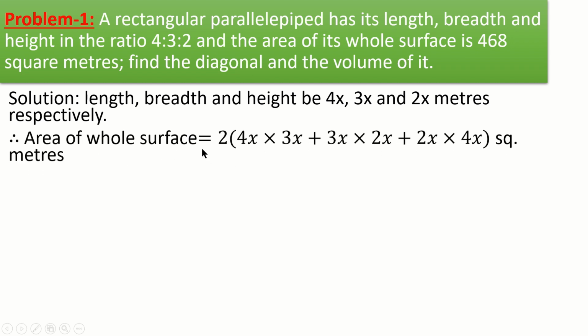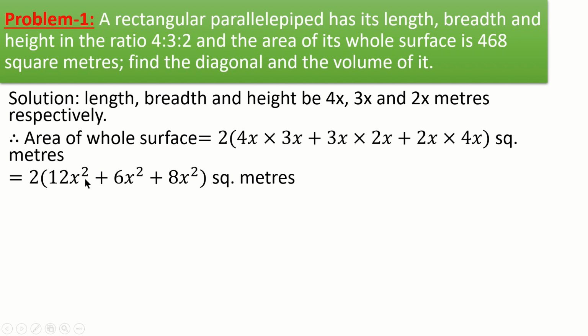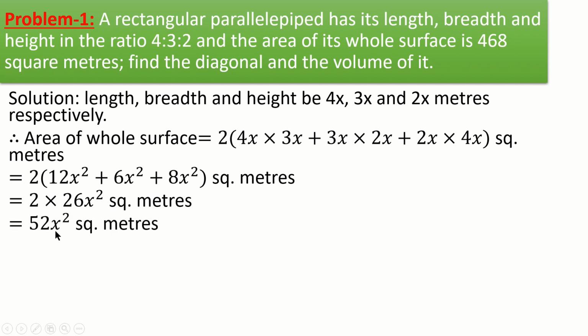Therefore, area of the whole surface we know 2 into AB plus BC plus CA. AB means 4x into 3x plus BC, BC means 3x into 2x, and CA means 2x into 4x square meters. This equals 2 into 4x into 3x, that means 12x square, 3x into 2x, that means 6x square, 2x into 4x is equal to 8x square units. We'll get this equal to 2 into 26x square, that is 52x square meters.